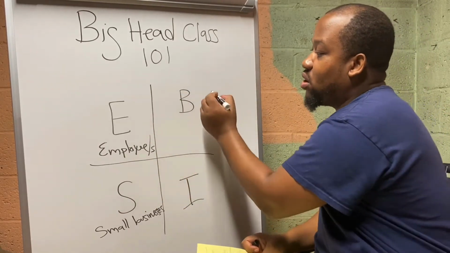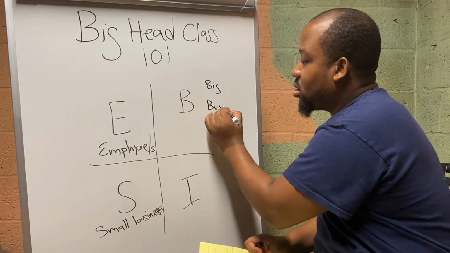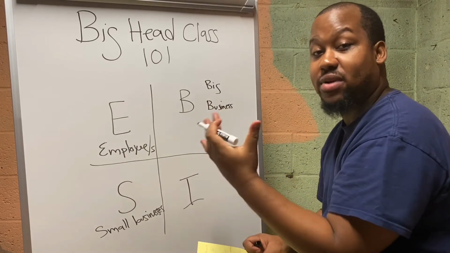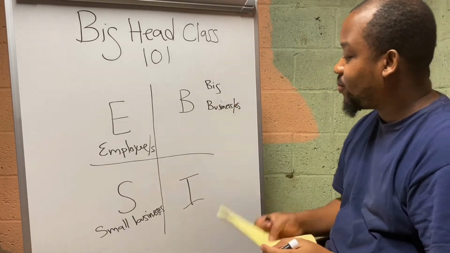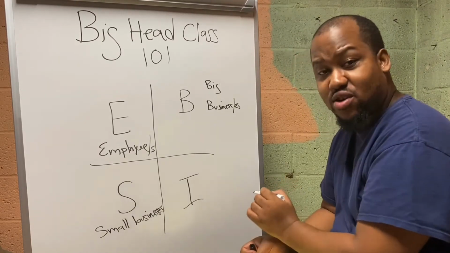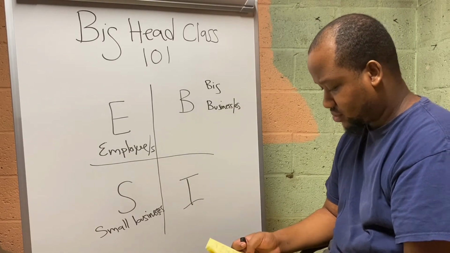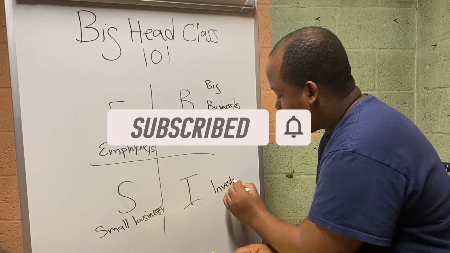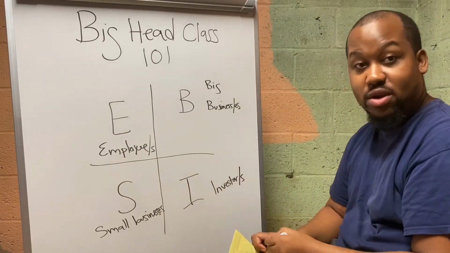The B stands for big business, or big businesses if you're into proper English. The I stands for investor. Let me look at my notes to make sure I write it correctly. Investor, or investors with the S, more than one.